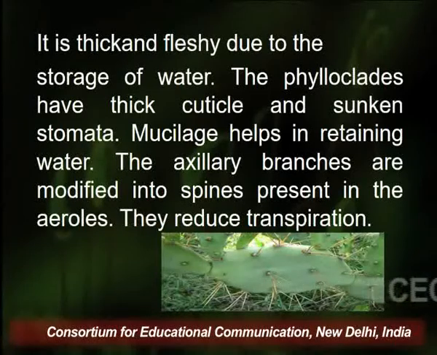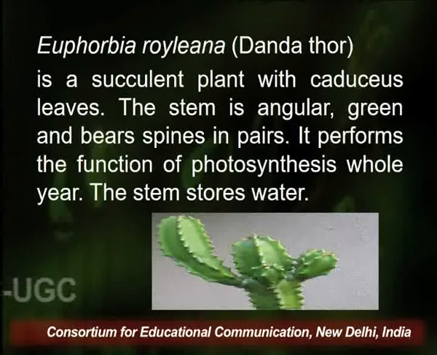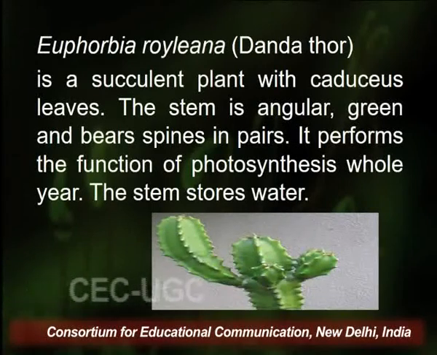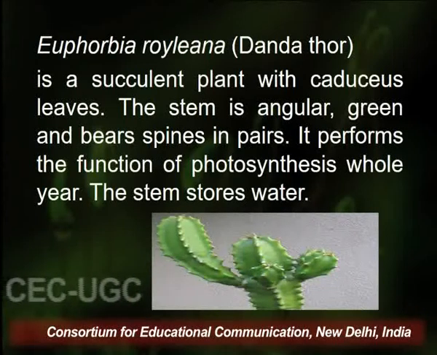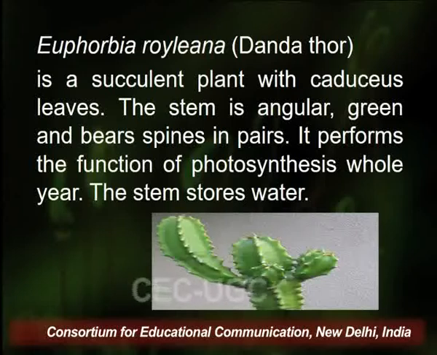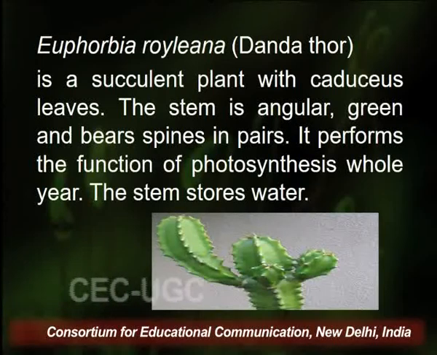They reduce the transpiration. Now, this is Euphorbia royleana, also known as dandathor. It is a succulent plant with caducous leaves. The stem is angular, green, and bears spines in pairs. It performs the function of photosynthesis the whole year, and the stem stores the water.